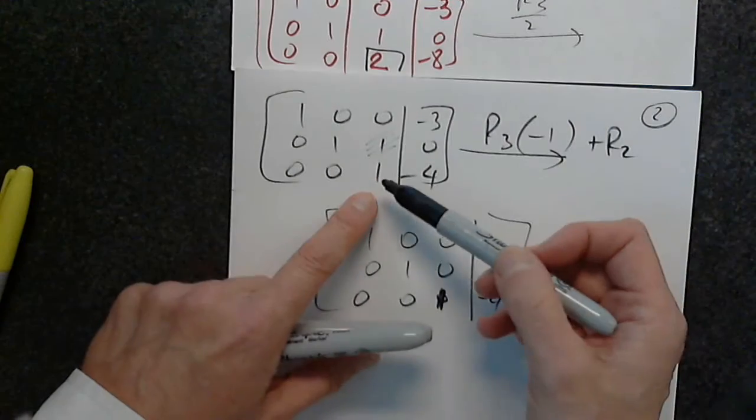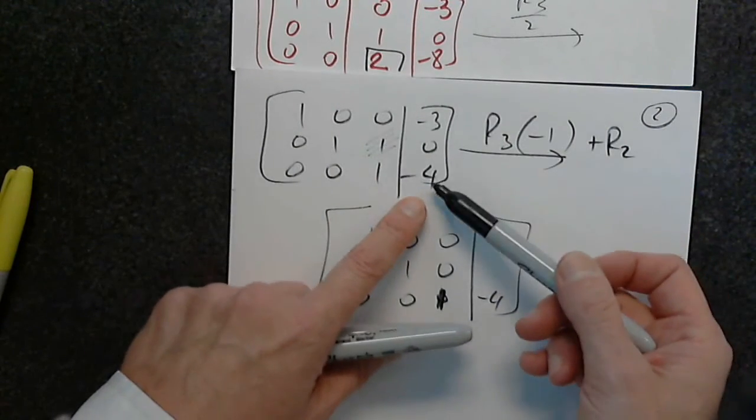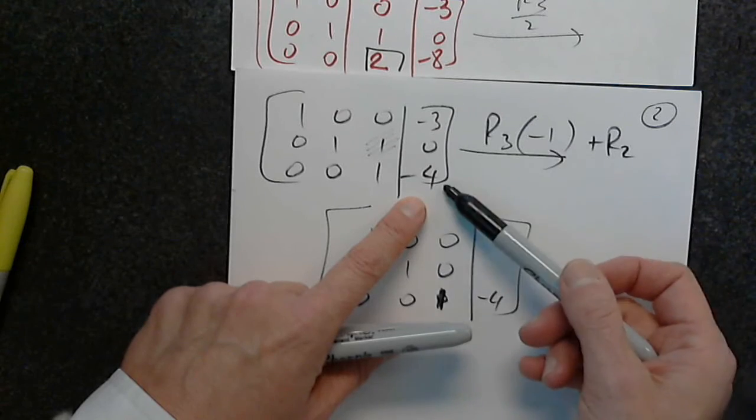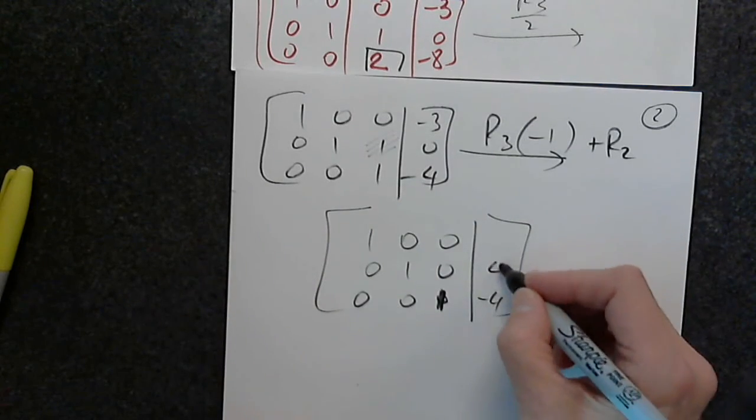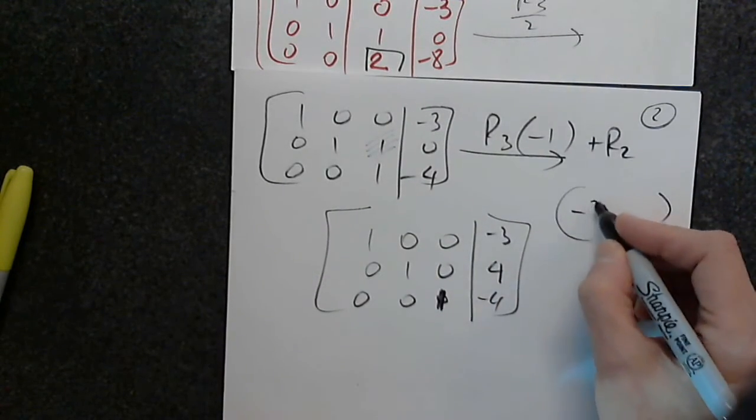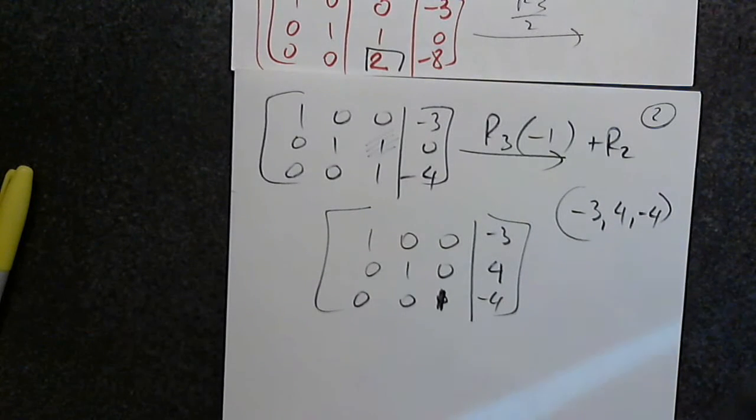So let's do this together. 1 minus 1 plus 1 is 0. -4 times -1 is 4, plus 0 is 4. So the solution appears to be this. And I do have to go back and check. But it works.